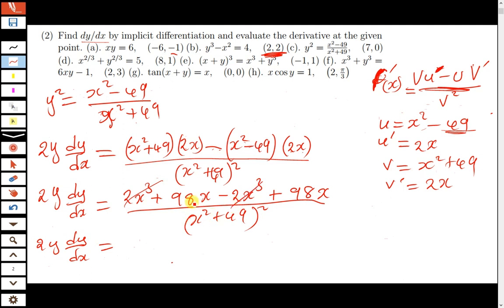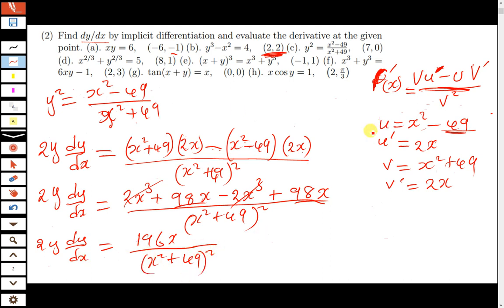So we have 2y dy dx is equal to, so we can see that this minus that will give us a 0. Then when we add 98 and 98, we're getting 196. So we're going to have 196x, and then everything over x squared plus 49, then squared.